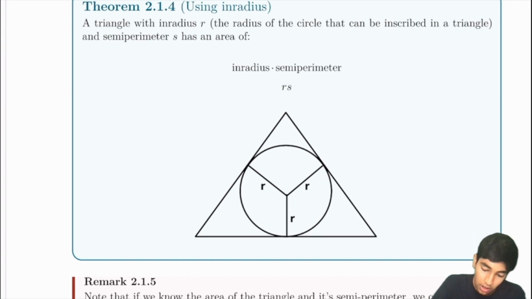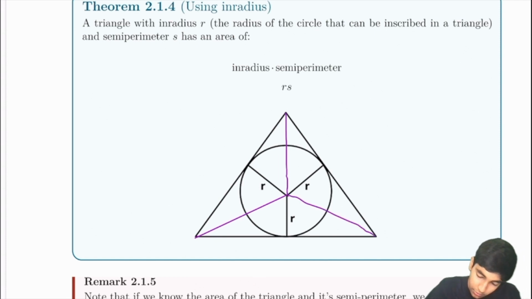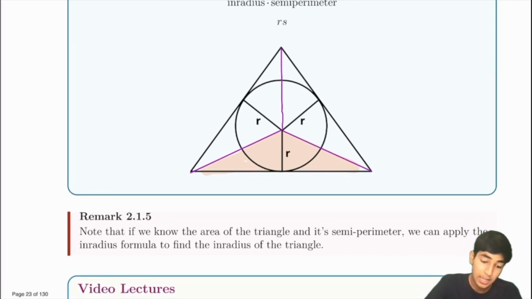Now, why is this true? Well, there's a really cool proof. We can essentially divide this into 3 different triangles. So the area of this orange region here is going to be half, let's call the side length A, half AR, right? Because half base times height. And this is 90 degrees here.